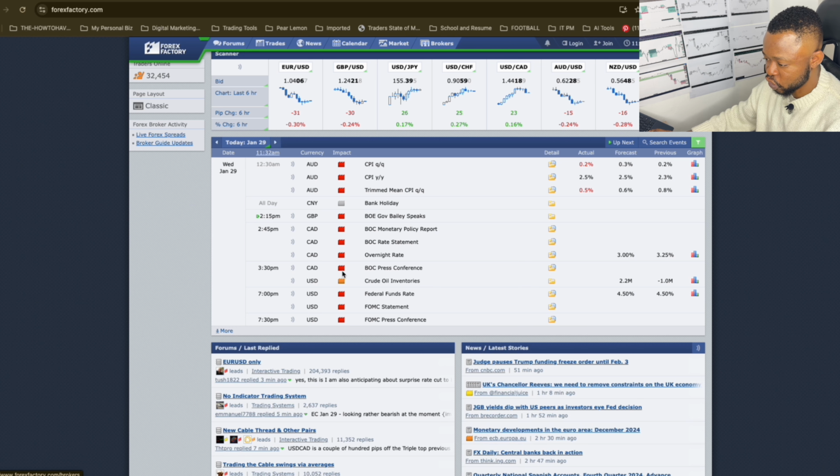And now we have the currency. On this particular day, we have AUD news coming out, we have CNY news coming out, and the CNY news says there is going to be a bank holiday throughout today. So if you are trading the CNY, you shouldn't be trading on this particular day because there's a bank holiday, the bank is closed. We have the GBP, we have the Canadian dollar, we have USD.